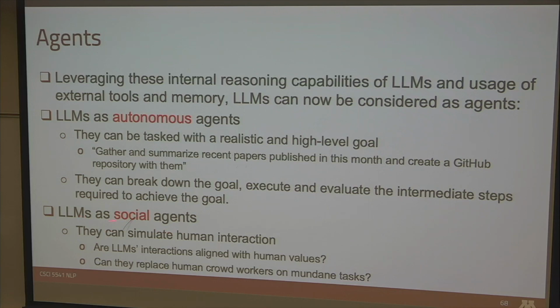Or they can also work as social agents. As I said, they can simulate human interaction. People who are interested in AI ethics or social science can ask these kinds of questions, right? Or about LLM interactions aligned with human values. You can observe how LLMs interact with each other, and whether they are aligned with how we want them to behave. Or, through this interaction, we can look at whether they can replace human crowd workers or not.